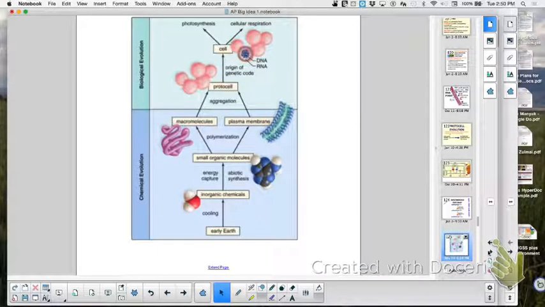Okay, so this is just showing you the development of that. Early Earth, inorganic, this is all chemical evolution. Small organic molecules, macromolecules, we're starting to form a cell. Okay, biological evolution.